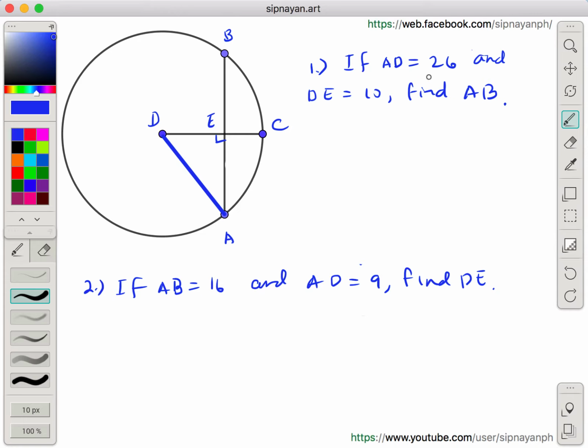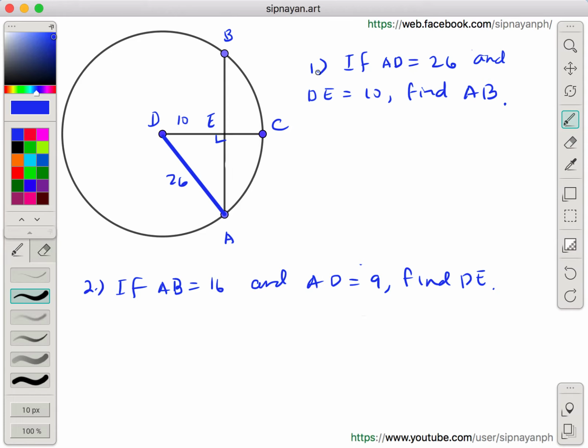So dito ang gagawin natin, let's answer the two problems. Ang first problem is if AD is 26 and DE is 10, find AB. Okay, so if AD is 26 and DE, itong part na to, ay 10, then what is the measure of AB? So, meron tayong perpendicular sign dito. Ibig sabihin, this is a right triangle. So, this can be solved by, I think obviously, the Pythagorean theorem. So, this is 10. So, ito yung hypotenuse natin.